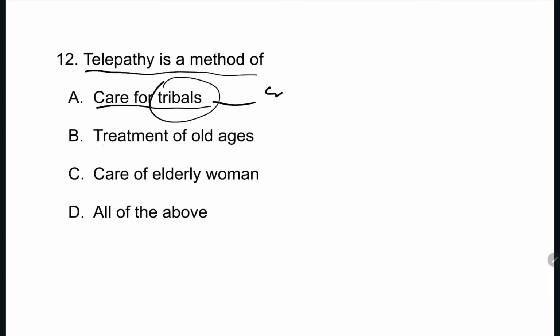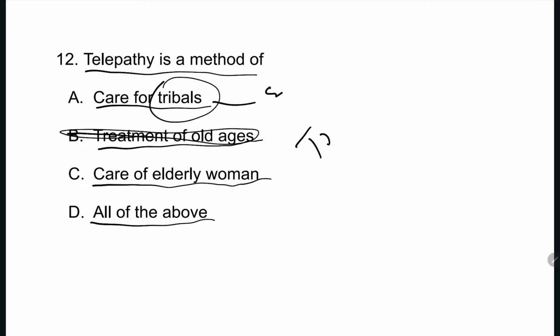Option B, treatment of old ages. Option C, care of elderly women. Option D, all of the above. Sorry, this is the wrong option. It is treatment by telephone.